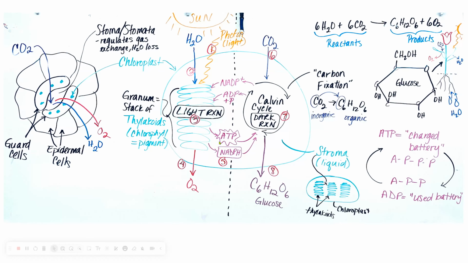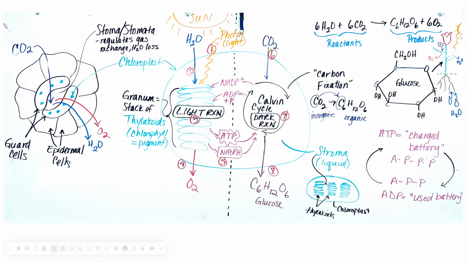So ATP, or adenosine triphosphate, and NADPH. These two molecules will then be shuttled out of the light reactions, out of the thylakoid membrane, into the center or surrounding the thylakoids in a syrup called the stroma, and these will be used to run the Calvin cycle or the dark reactions, also known as the light-independent reactions.